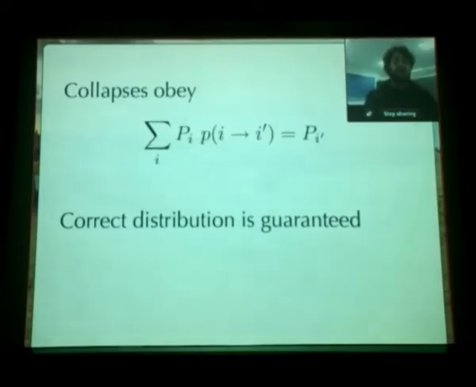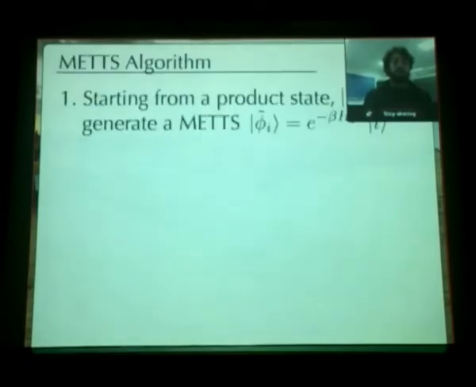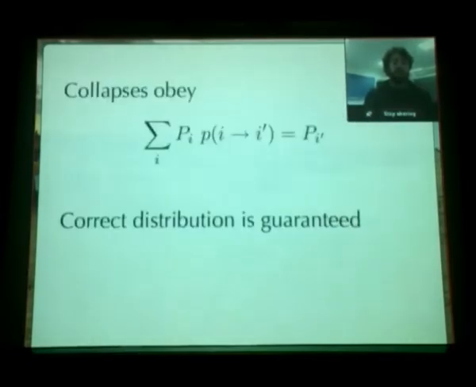This transition probability, going from I to I prime, where I labels your METTS and I prime is the next classical product state, obeys this Markov chain fixed point condition. It's basically a one-line calculation to show that the probabilities of our METTS are a fixed point of this kind of update. So these collapses guarantee that you get the correct thermal distribution of these METTS. And that's an important fact.